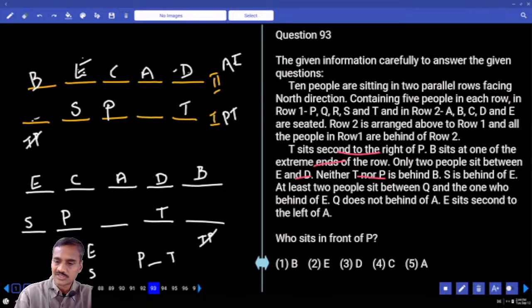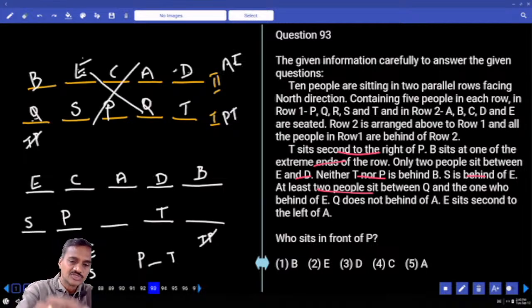And E and S are opposite. S is behind E. And at least 2 people between Q and the one behind E. Between Q and the one behind E, there must be minimum 2 people. And so Q can be either here or here. In both the cases, we cannot have 2 people in between. And this case is ruled out. And there are 2 people between S and Q. And so where should this Q? Q must be here. At least 2 persons. And who is the person left over here? R is the person left.